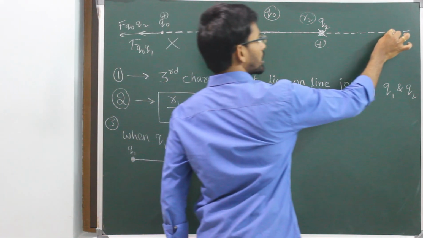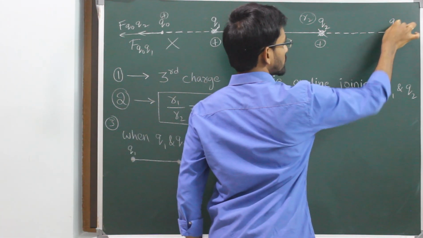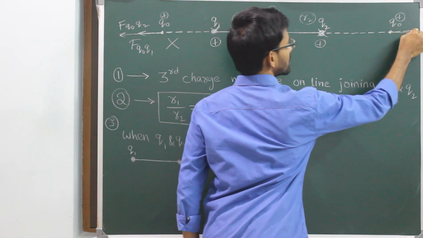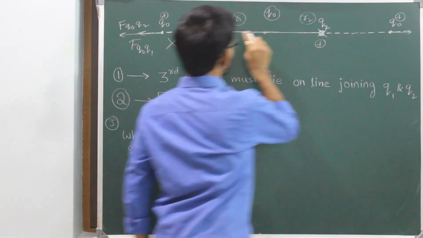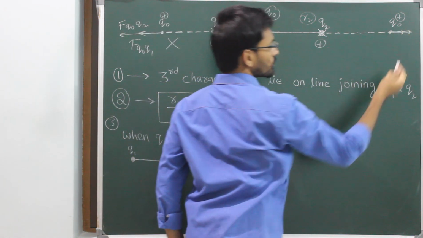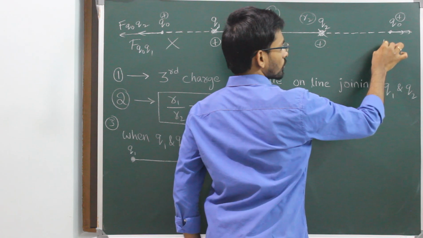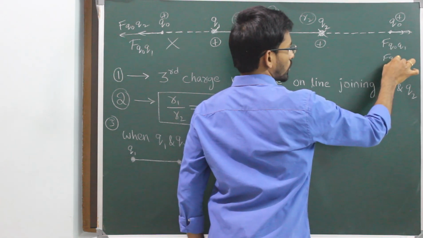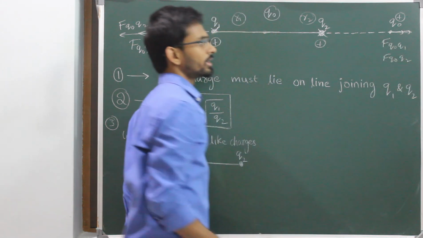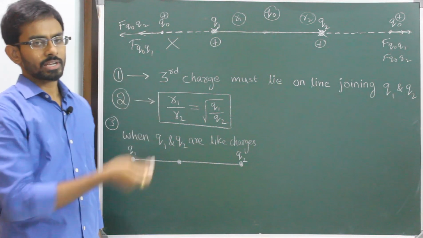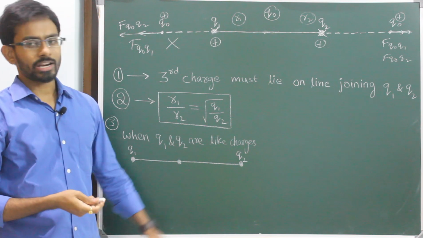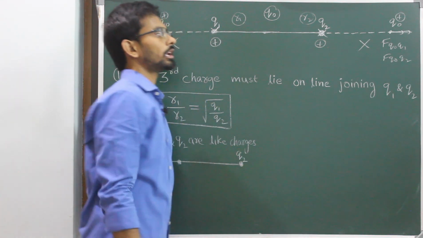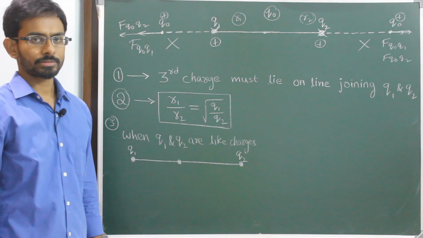Similarly, let us take the particle Q0 towards the right of Q2. These are like charges, so there are repulsions. Both the force on Q0 due to Q1 and the force on Q0 due to Q2 will be towards the right. So the net force cannot be zero, and the situation is not possible here. Equilibrium is not possible towards the right.